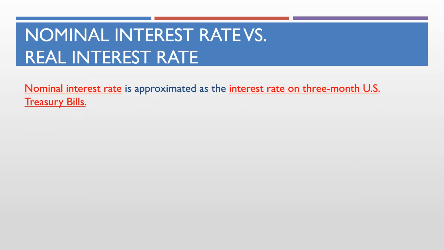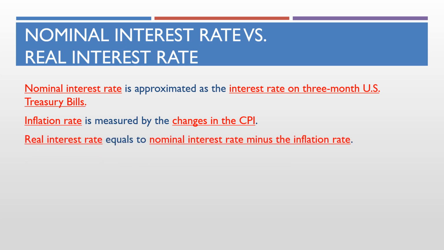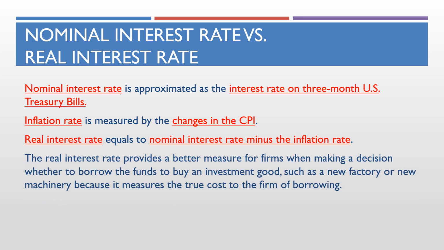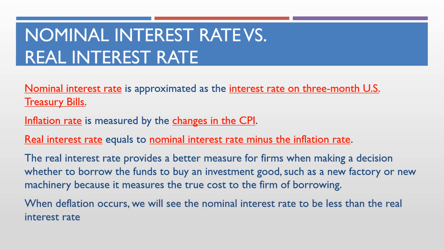So just to sum it up, the nominal interest rate is approximated as the interest rate on the 3 months US Treasury bill. Inflation rate is measured by the changes in the CPI. The real interest rate equals the nominal interest rate minus the inflation rate. So the real interest rate provides a better measure for firms and businesses to make decisions on whether to borrow funds to buy investment goods, expand their businesses or buy new machinery, and it imposes a true cost for borrowing money in the economy. So when deflation actually occurs, then we will see the nominal interest rate to be less than the real interest rate.